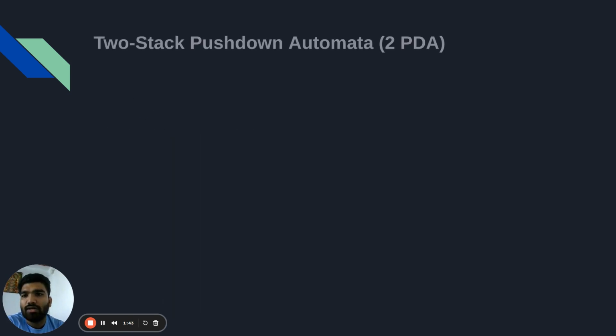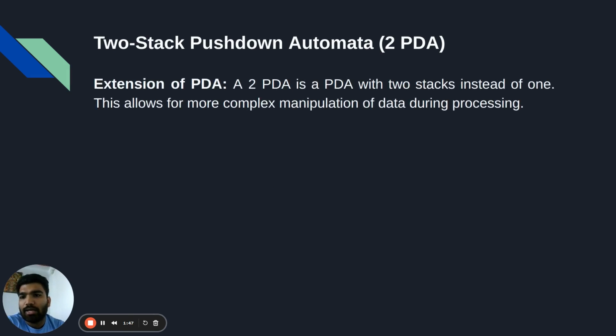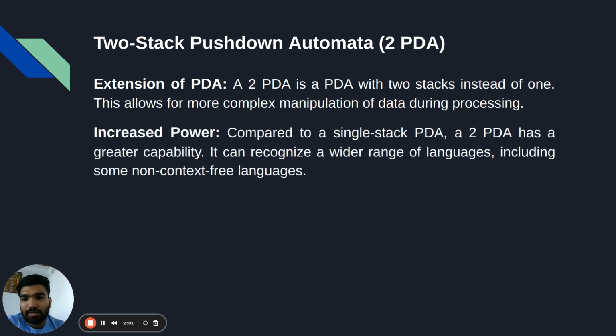Now the second is 2-PDA. 2-PDA stands for two-stack pushdown automata. It is the extension of pushdown automata. A 2-PDA is a PDA with two stacks. In this pushdown automata, we use two stacks instead of one. This allows for more complex manipulation of data during processing. It increases the power compared to a single stack PDA.